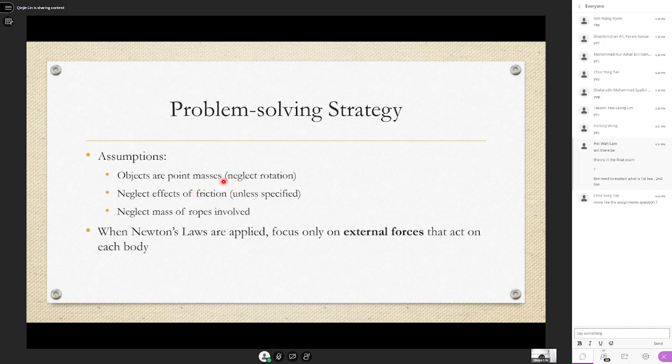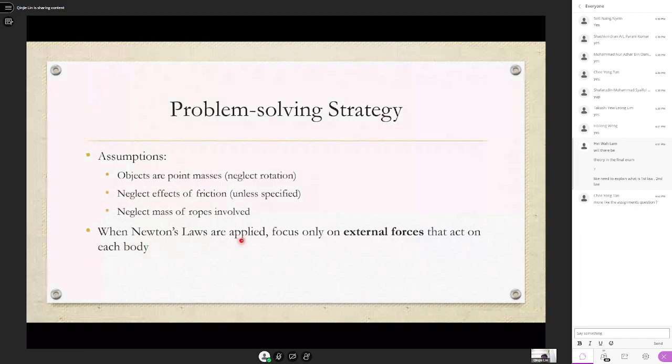But actually, friction is just another force. We will just neglect it for now, so that we study the most simple thing. Neglect mass of ropes involved. So when we see ropes, chains, or string, if they never tell you the mass, we will assume that these kinds of things like strings have no mass because they are too light already, so we can neglect.